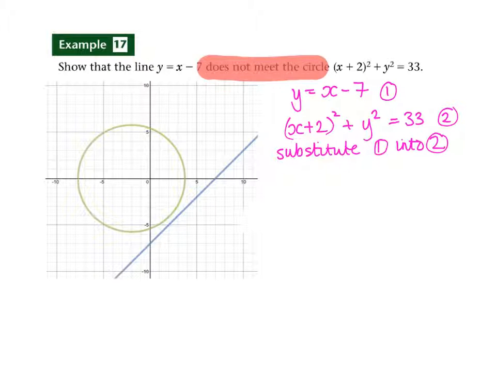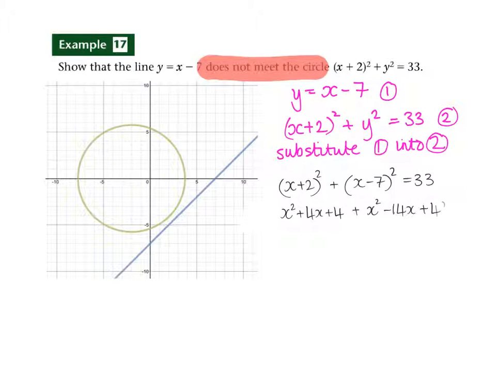So if we substitute it in, we get x plus 2 all squared plus y squared, which is x minus 7 all squared, is equal to 33. So square the first bracket, square the second bracket, take the 33 across, and what we do is we generate a quadratic, and then this quadratic we won't be able to solve, but we can actually thoroughly prove it by looking at the discriminant.